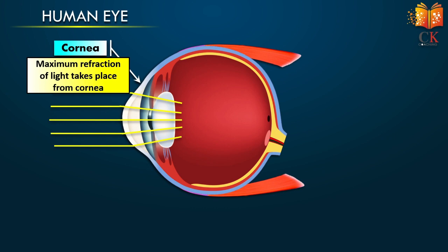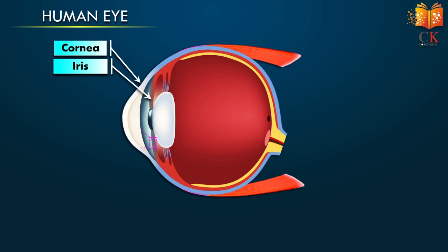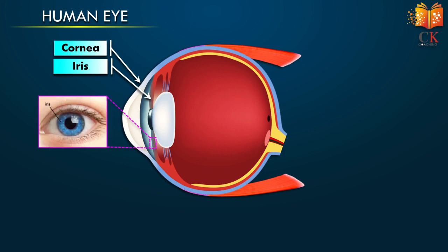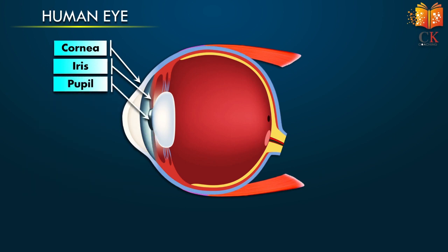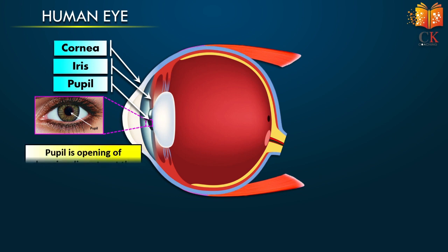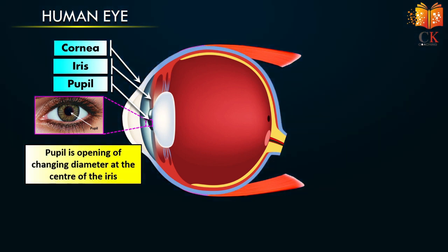This part over here is iris, and if you can just see we are talking about this part here, iris. So iris is behind the cornea and it's a dark fleshy screen. Okay, for the time being हमको बस इतना याद रखना. This part over here is pupil. So if you can see we are talking about this part here, the black spot is called the pupil. So basically pupil is the opening, or basically it's governing the change in diameter of the center of the iris.